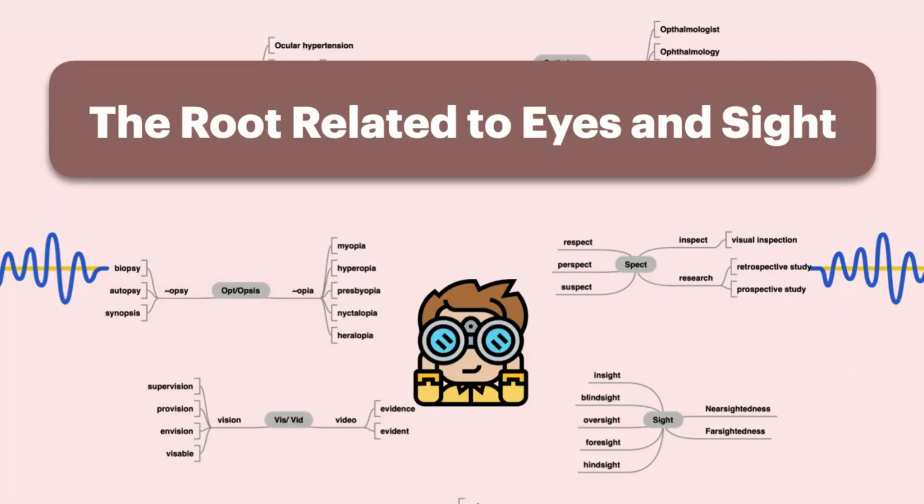Roots related to eyes and sight. Hello, today we will discuss root words related to eyes and the act of seeing. These root words are hidden within many words we commonly use. We will explore the origins of each root and the meanings of words that include them.